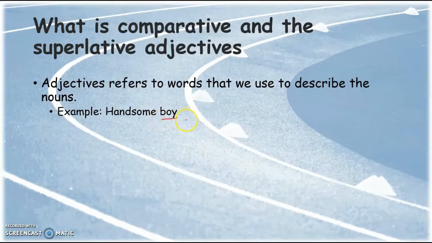So we know already that the noun is boy. So this is our noun. When we already know the noun, then we can conclude that the adjective is the word handsome. So from this phrase, the word handsome is the adjective. It is giving description. It is telling us extra information about the boy's physical appearance.